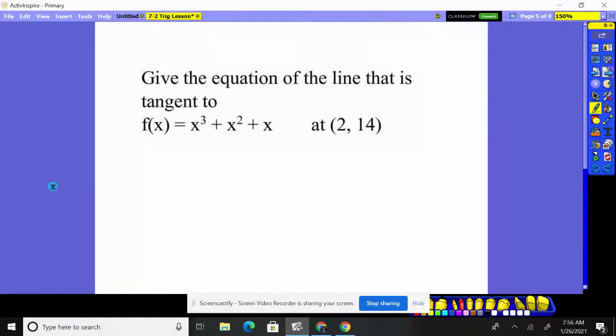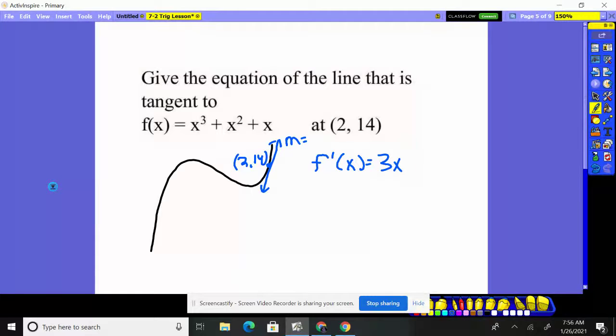So let's do it one more time. Give the equation of the line that is tangent. Now again, I want you to understand an x cubed usually comes down and goes like this. We're looking right here at the point (2, 14). Okay, there's our point (2, 14). We want to zoom in a million times, or basically find the slope of that tangent line. So we want to know, hey, what's the slope? Well, the derivative tells us the slope. So we take the derivative, 3x squared plus 2x plus 1. That equation right there tells you the slope anywhere on the black line. Well, we want to know when x is 2. So 3 times 2 squared plus 2 times 2 plus 1.